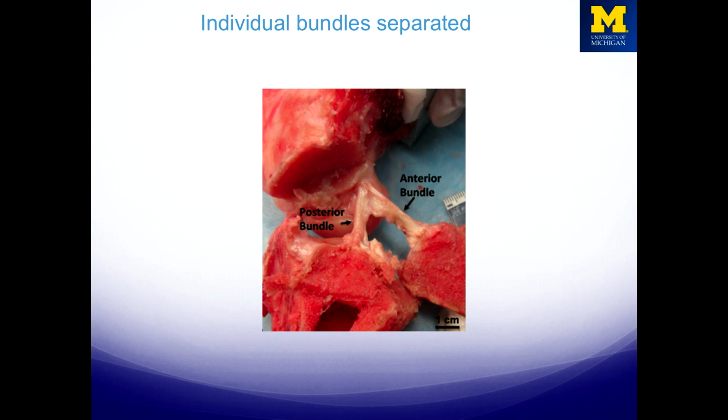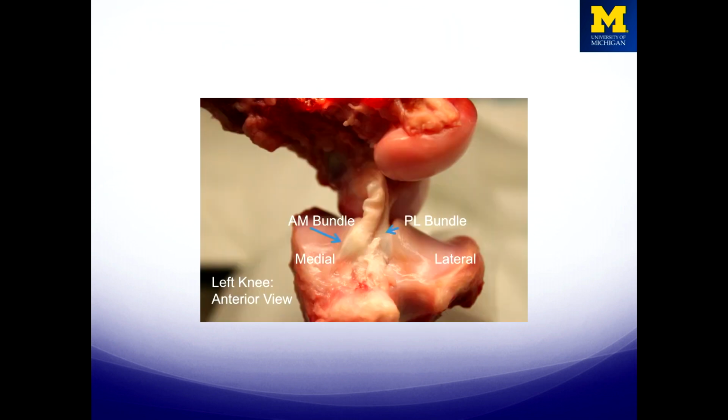And so we could take each of these bundles individually and test them. And you see when we untwist, the AM bundle's longer than the PL bundle, right? So again, even in this untwisted configuration, you can't find an orientation in which both bundles are simultaneously unloaded. So we split them up and test them individually.